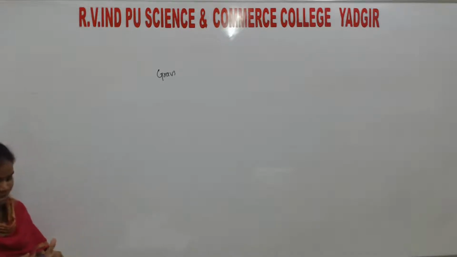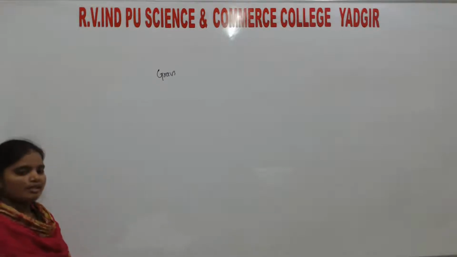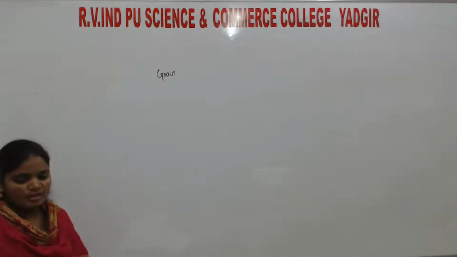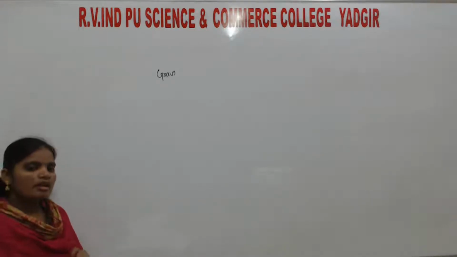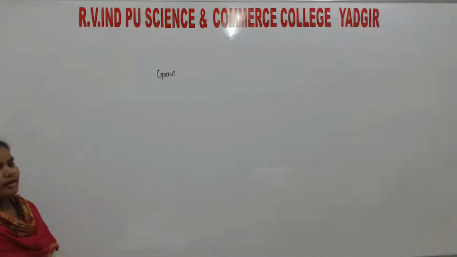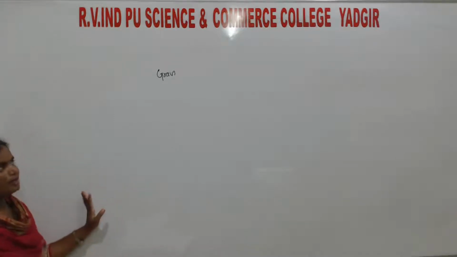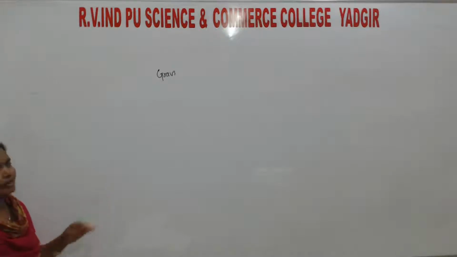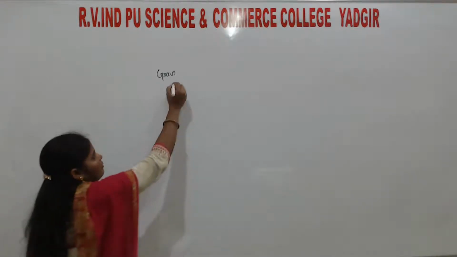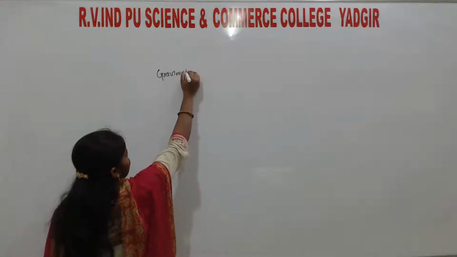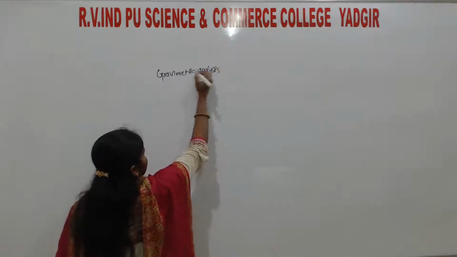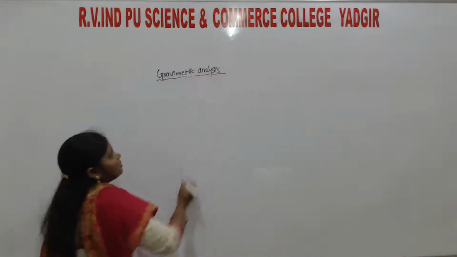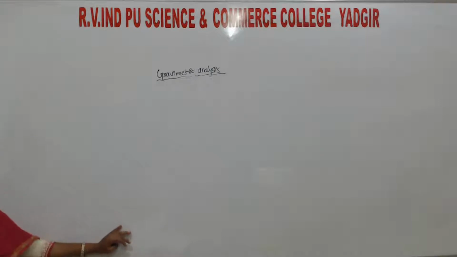Here the same format applies: title, aim, principle, chemicals required, apparatus, procedure, observation, reaction, conversion factor, calculation and result. Here also it is the same, and iron is also the same. This is barium sulfate, finding the sulfate. This is gravimetric analysis.